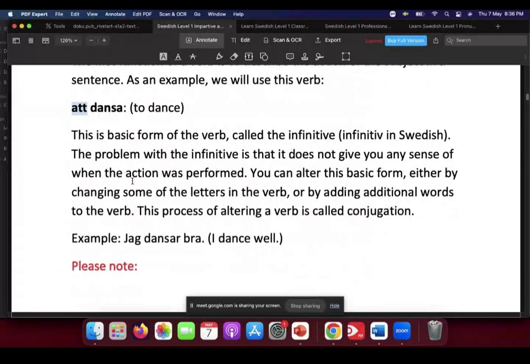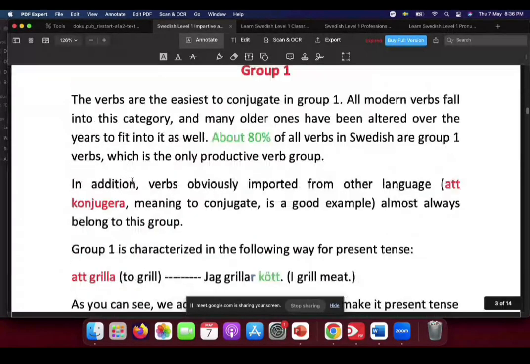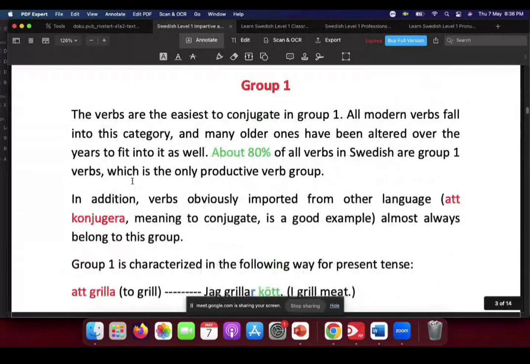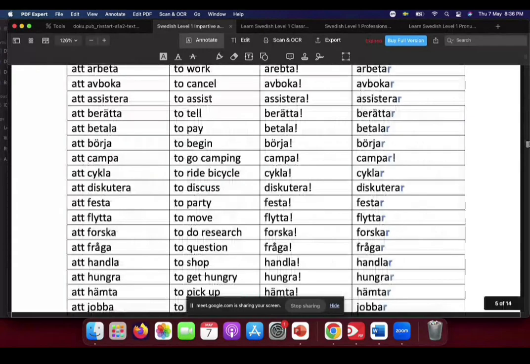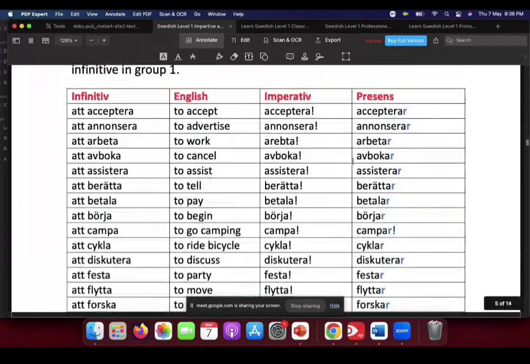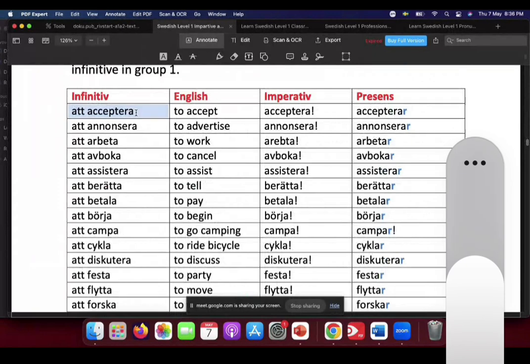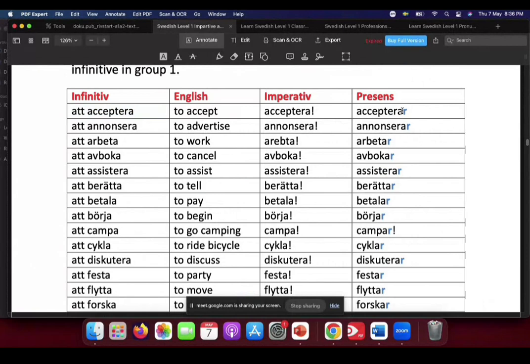So now I would go on to group one, that is basically 80% of total verbs in Swedish. So here, how would we make present tense? I will take from this table. Here you have the infinitive form, acceptera, and I would add just one R, accepterar. That becomes my present tense. At nauseera, nauserar. At arbeta, arbetar. Okay. So that is technically your present tense.